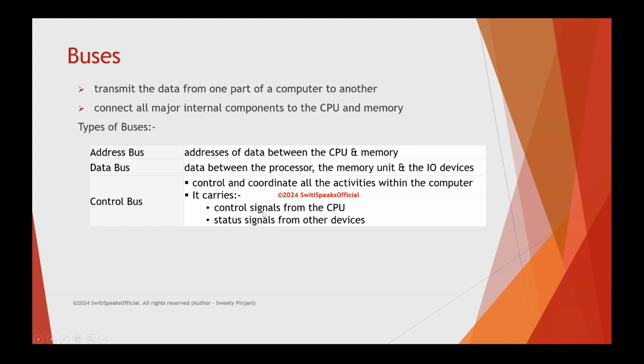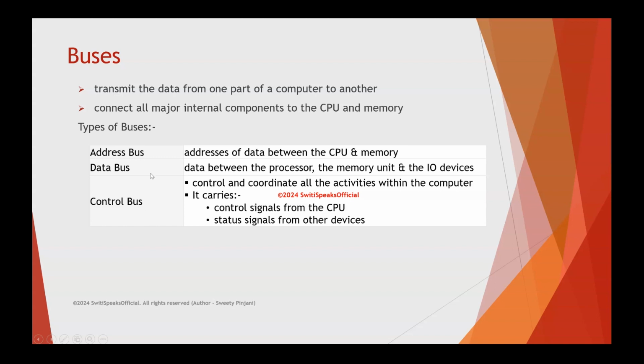We saw an example of an enable signal, which is a control signal that will control whether your memory is enabled or disabled. Then there are status signals. What is the status? Was the data transferred properly? Was there some error? These can be different examples of status signals. So these control and status signals are carried by the control bus.